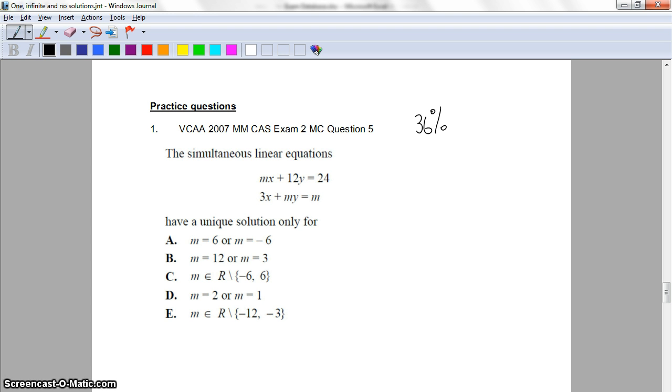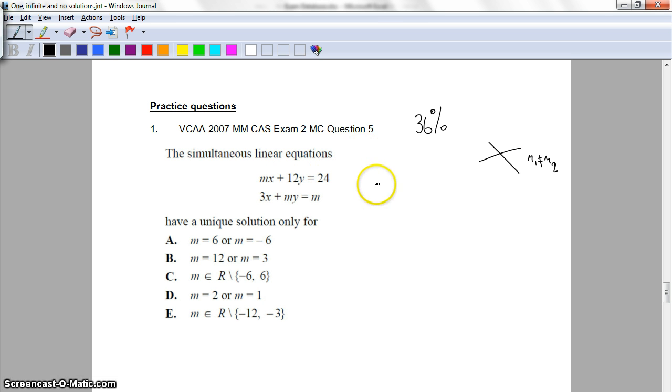So this question says that this equation and this equation have only one unique solution when m is some of these numbers, and we have to work out which value of m will give this only one unique solution. So again, the theory of it: one unique solution means that they cross over at some point, which means that their gradients are not the same, and that's the key to this whole thing. m1 is not equal to m2.